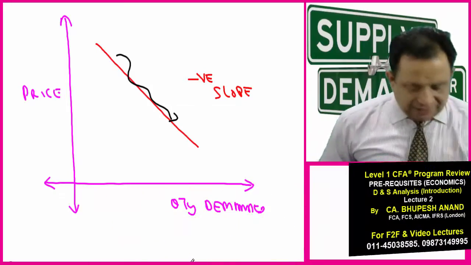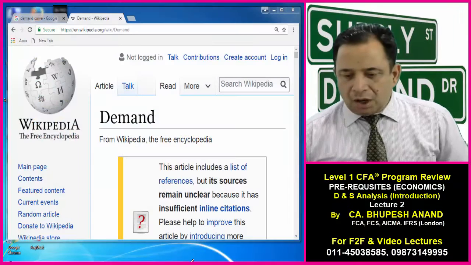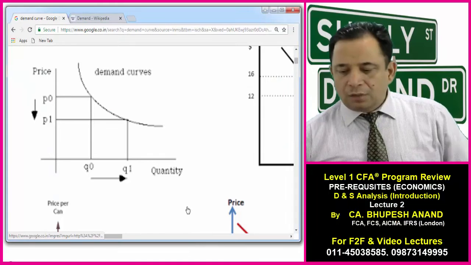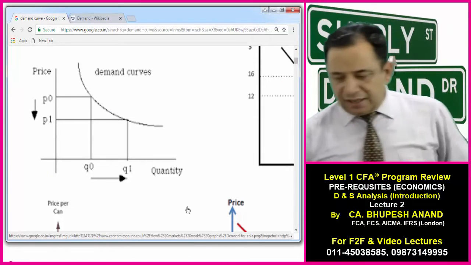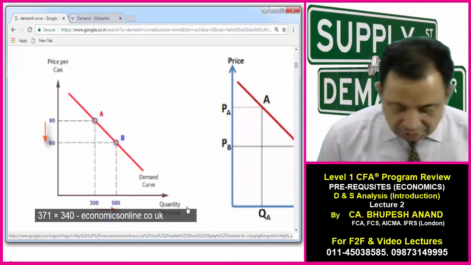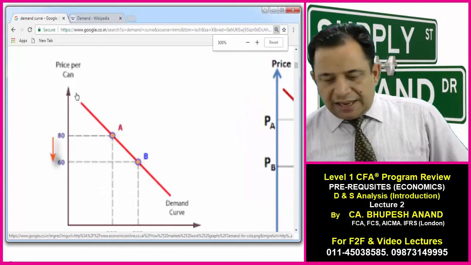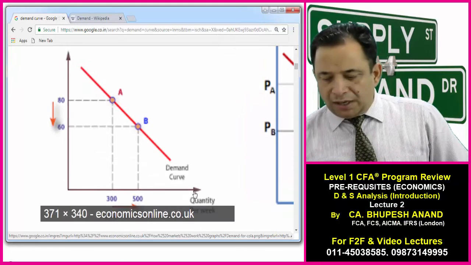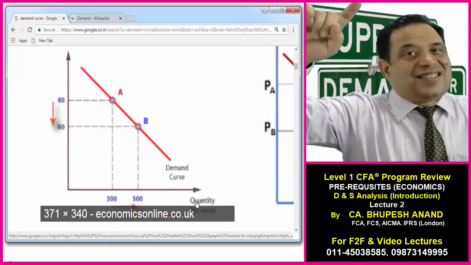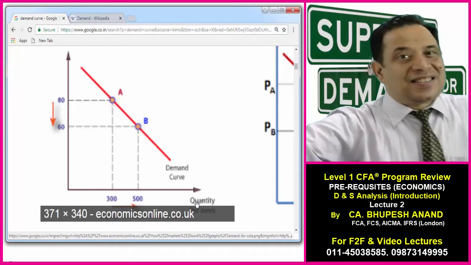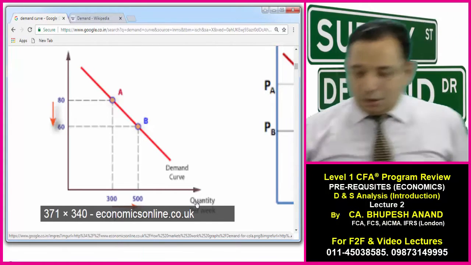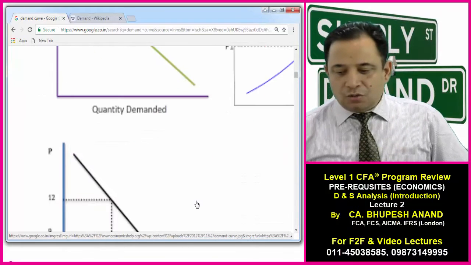If I see from my PPTs, or just firstly see from Google how this curve is shown, it is a curve, though I have drawn a straight line. This is the demand curve. Price is on the y-axis and quantity demanded is on the x-axis. As the price increases, quantity demanded will decrease, and as the price decreases, quantity demanded will increase. So there is a negative relationship between these two.